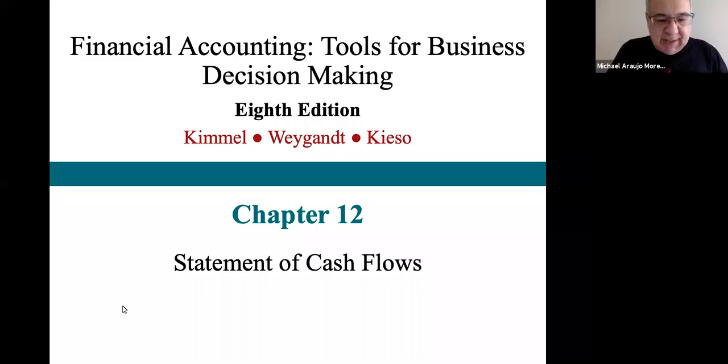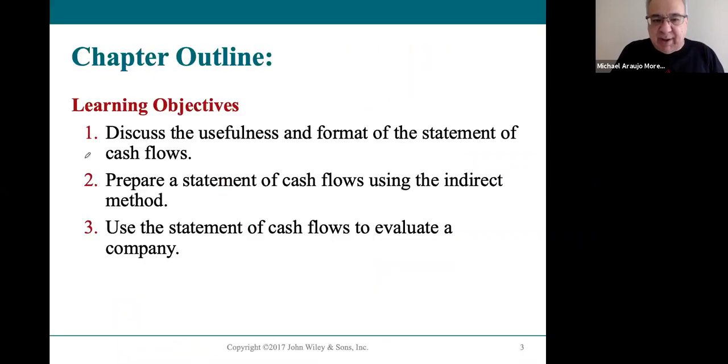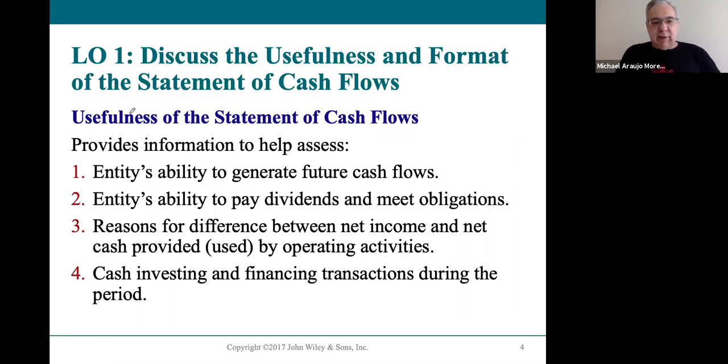So chapter 12 is really all about the statement of cash flows, which is a really important financial statement to understand. And we're going to start, of course, with learning objective 1. So let's do this.